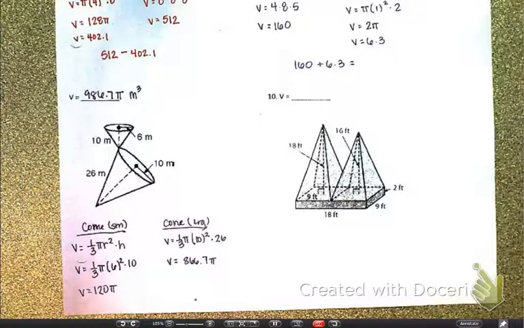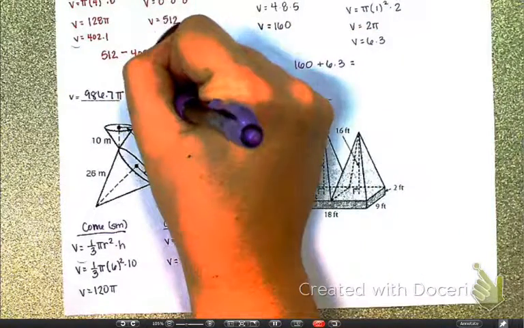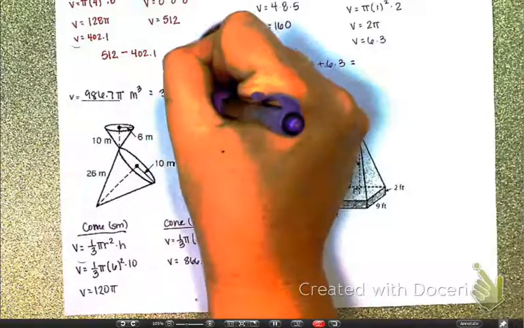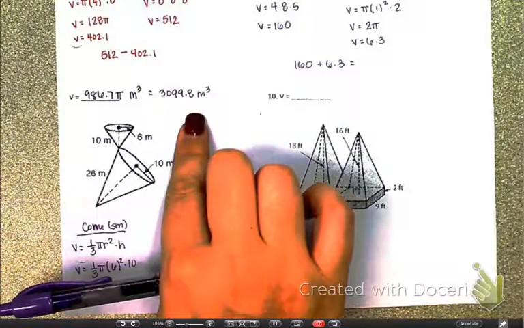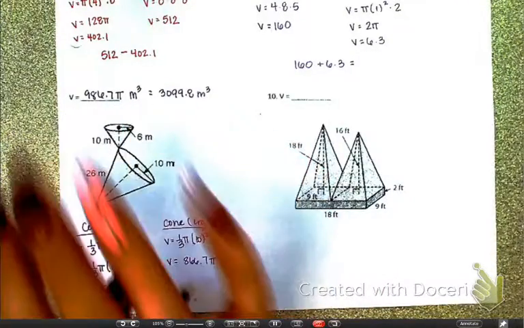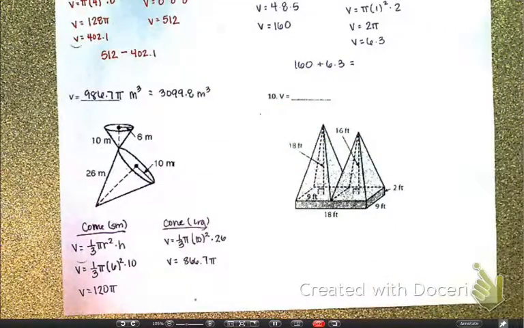If you round to the nearest tenth, let me grab my calculator. If you round to the nearest tenth, you are going to get 3,099.8 meters cubed. So here's in terms of pi, here's rounded to the nearest tenth. Okay, either one is correct. The difference is you need to make sure you know what the directions are asking. Okay, either one is fine. Are we okay with that?